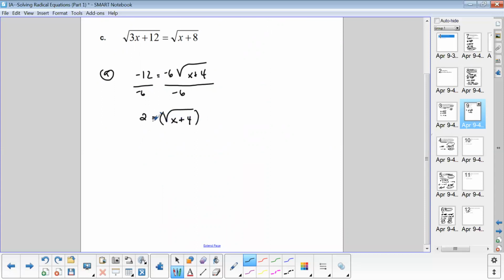So I'm going to square both sides. So that would give me 4 is equal to x plus 4. So if I subtract 4, I get x to be 0.